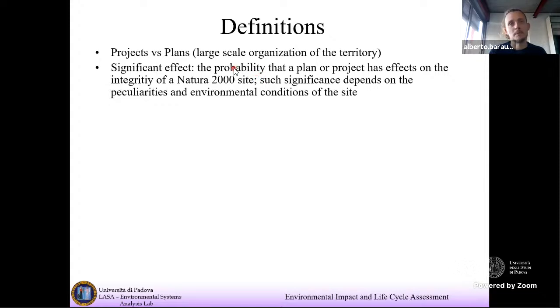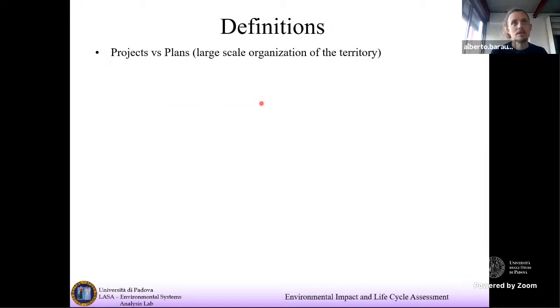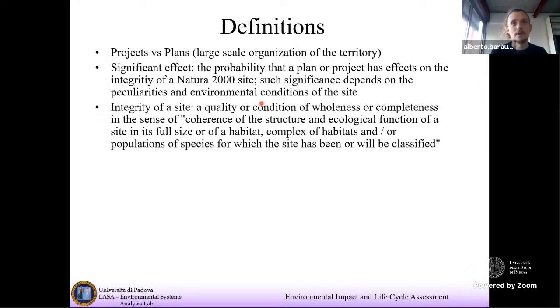It means the probability that the plan or project has effects on the integrity of the Natura 2000 site. And then you can ask, but what does integrity mean? Integrity means a quality or condition of wholeness or completeness in the sense of coherence of the structure and ecological function of a site in its size, or of a habitat, complex of habitats, or population of species. You see, it's a very long and fuzzy definition.